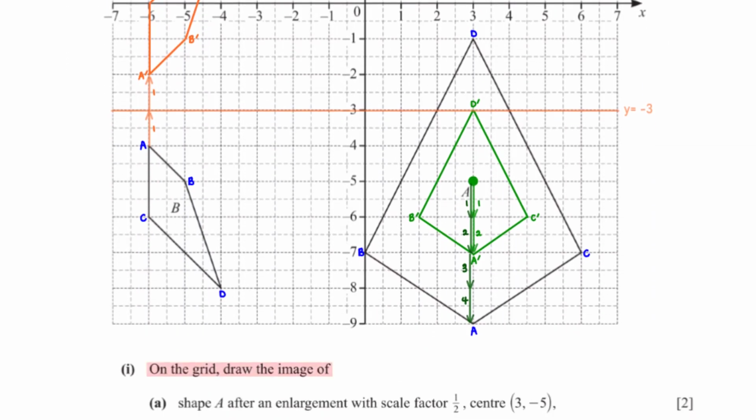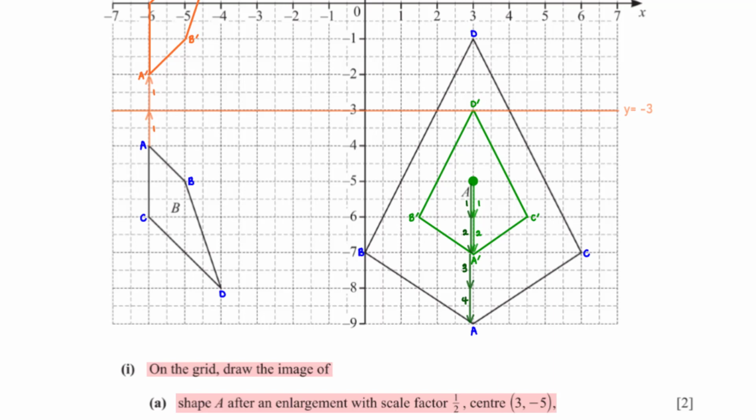On the grid, draw the image of shape A after an enlargement with scale factor half, center (3, -5). First, we need to mark the center of enlargement, which is (3, -5). Then we need to move each vertex on shape A such that we are able to reproduce the enlarged image of the shape. Let's pick point A.